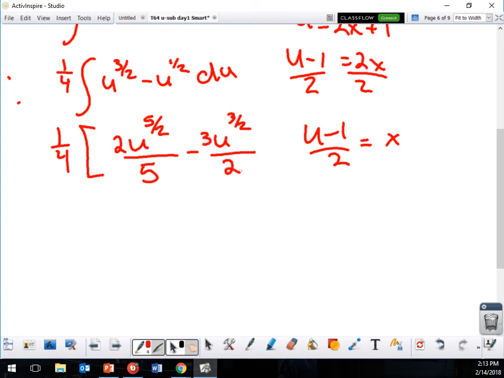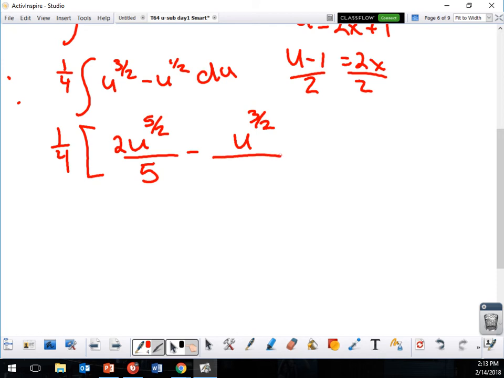Shouldn't it be 2/3? You're right, 2/3. I'm sorry. So it would be u to the 3/2 and 2/3 plus c, and then times 4. Close bracket. Yes, got to get the whole thing in there.